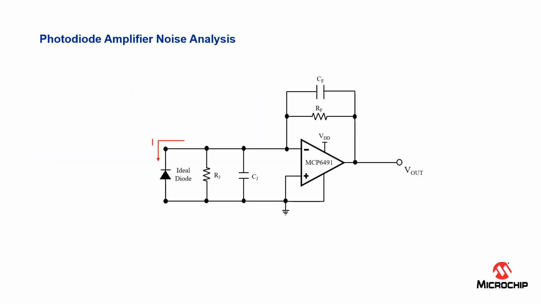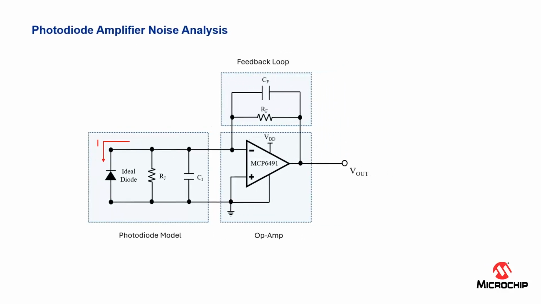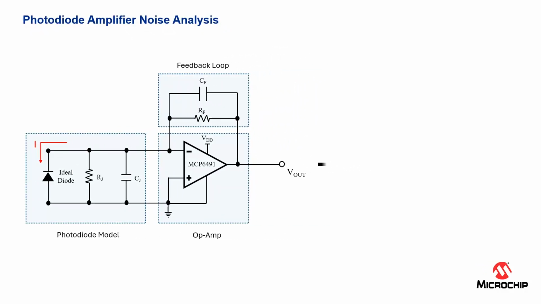The next step is to locate the noise sources. We can split the circuit into three separate sections: the photodiode, the feedback loop, and the op-amp, where each section generates noise. Then all the sections will be combined to compute the total output noise voltage.